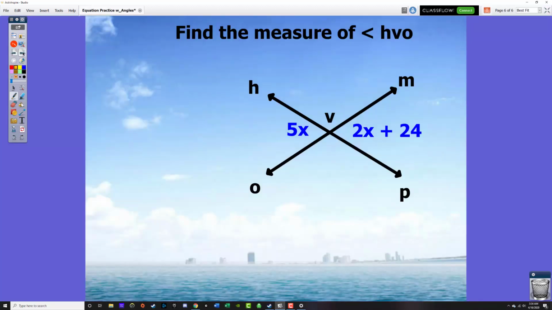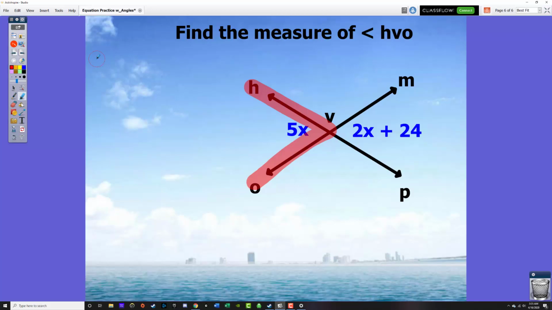Alright, let's do one more, because this video is already running a bit long. Okay, so let's take a look at the top. It says, find the measure of angle HVO. Okay, so the measure of angle HVO is that angle right there. And we know that it's equal to 5 times x.